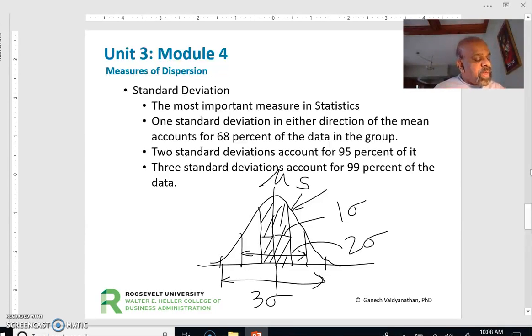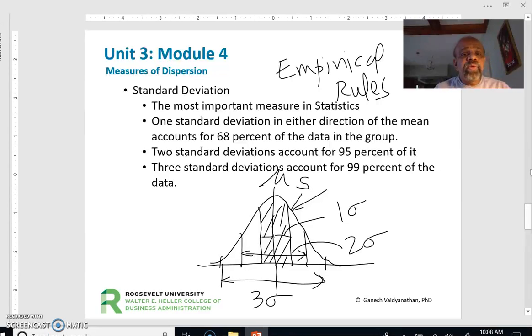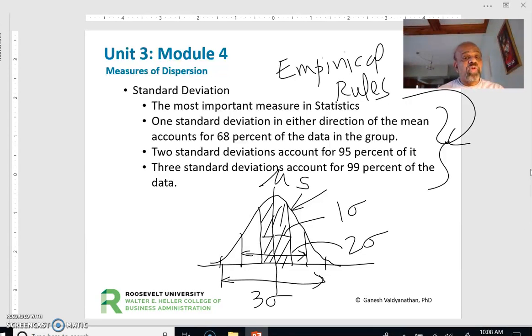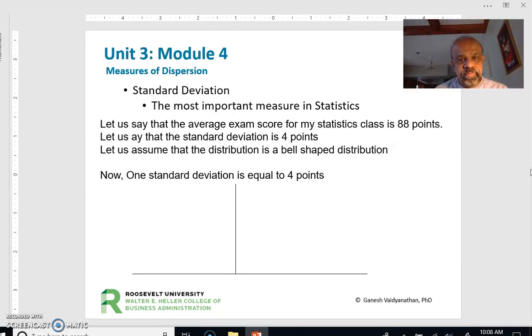So what people have done is come out with some empirical rules. The empirical rules are this. One standard deviation in either direction of the mean accounts for 68% of the data. 2 standard deviations account for 95% of the data. 3 standard deviations account for 99% of the data. Let's see what we mean by this.